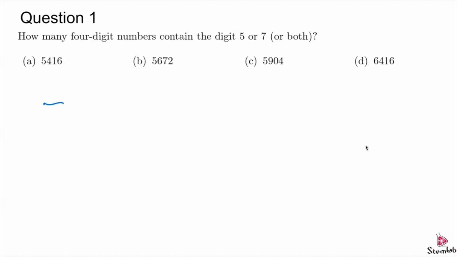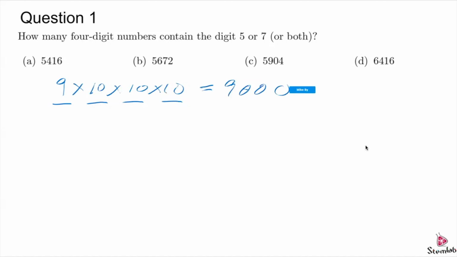So first, let's solve for the total possibility. So there's 4-digit numbers. And the first slot, we have a total of 9 possibilities, everything excluding 0. The next slot, we have 10 possibilities. And the next 2 other slots, we have also 10 possibilities. This gives us a total of 9,000 4-digit numbers.